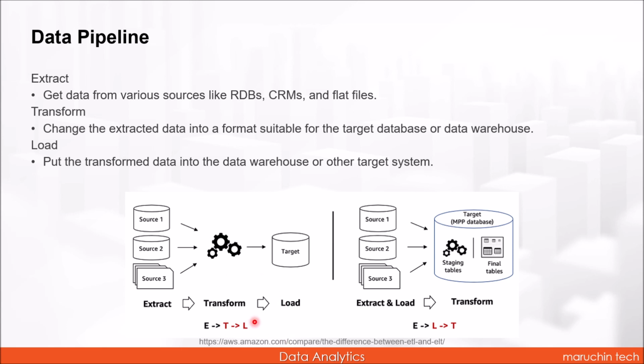ETL is traditionally used in batch processing systems, where the transform happens before loading the data. ELT, on the other hand, transforms the data after it is loaded into the target system. With cloud-based data warehouses like Snowflake, Google Cloud BigQuery, and Amazon Redshift, ELT is becoming more popular.